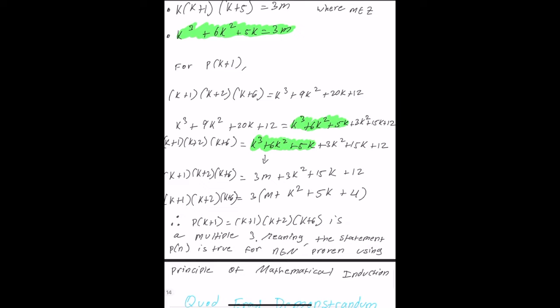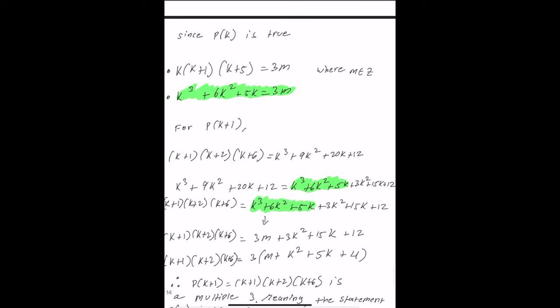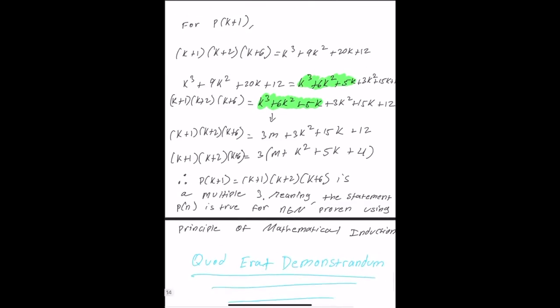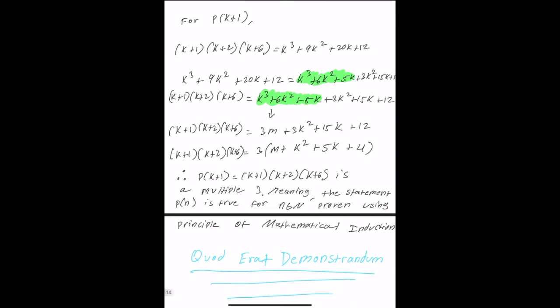That means that k plus 1 times k plus 2 times k plus 6 is going to equal this right here. And as you can see, I highlighted k cubed plus 6k squared plus 5k because we saw that earlier for P of k, where k cubed plus 6k squared plus 5k is actually equal to 3m. So I went ahead and rewrote the problem as 3m plus 3k squared plus 15k plus 12. I went ahead and factored the 3 out, so now we have 3 times m plus k squared plus 5k plus 4.